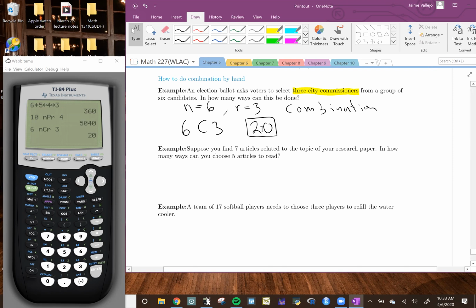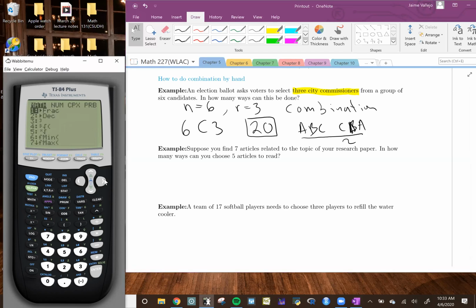Because now if order does matter, like when we have A, B, C and C, B, A, instead of looking at this as one outcome, in permutation you can say we have two outcomes. So if you actually do permutation for this one, you should get a bigger number, or you should get more results. Permutation is saying the order does matter, so that means you're going to have more outcomes.